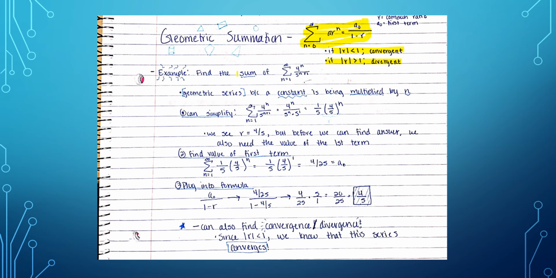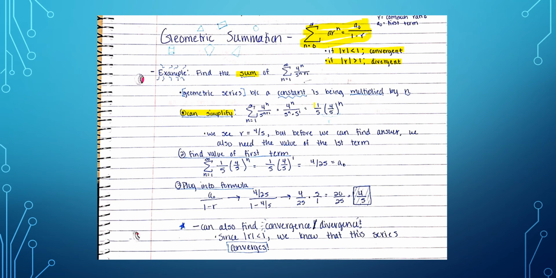This problem wants us to find the sum of the series from n equals 1 to infinity of 4 to the nth power over 5 to the n plus 1 power. We know this is a geometric series because a constant is being multiplied by n. This constant is 4 over 5. The first step to this problem is to simplify.